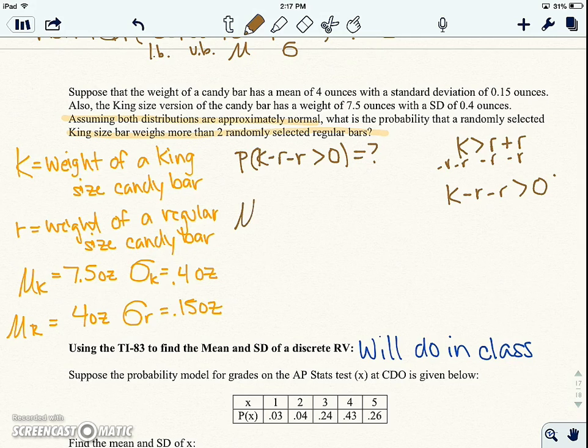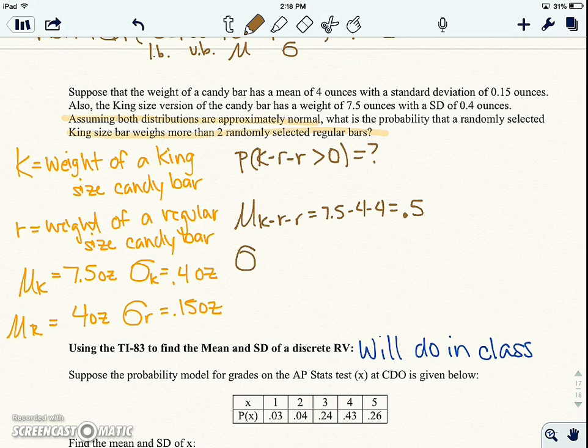So the mean of king size minus regular minus regular is going to be 7.5 minus 4 minus 4, or an average difference of negative 0.5 ounces. And the standard deviation of king size minus regular is the square root of the sum of the variances. Again, remember, difference doesn't change it. So we've got 0.4 squared plus 0.15 squared plus 0.15 squared, which is equal to about 0.45 ounces.